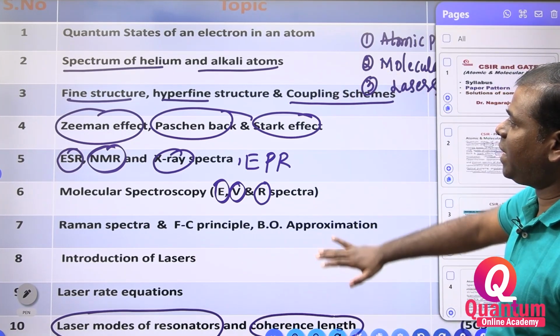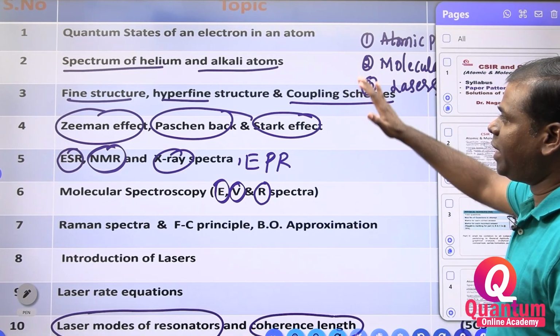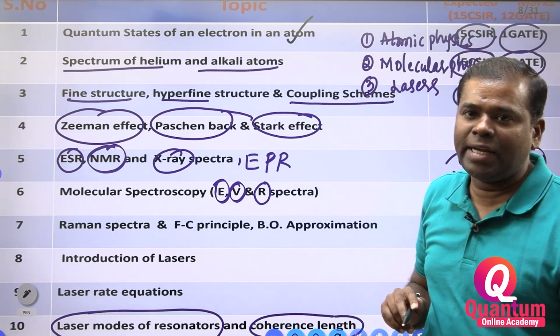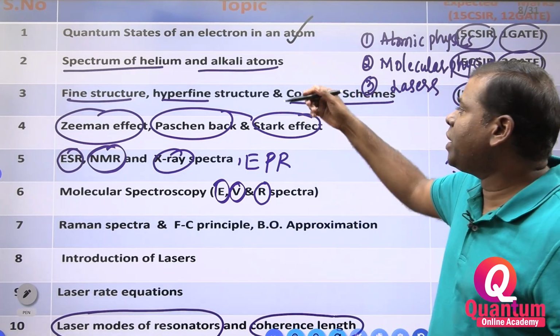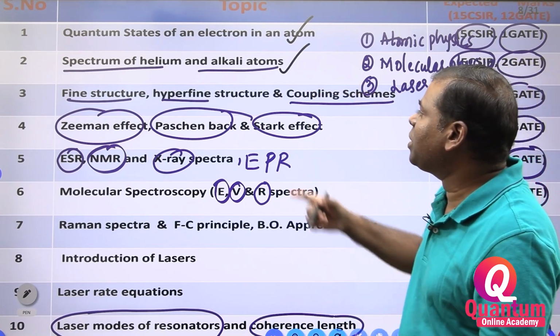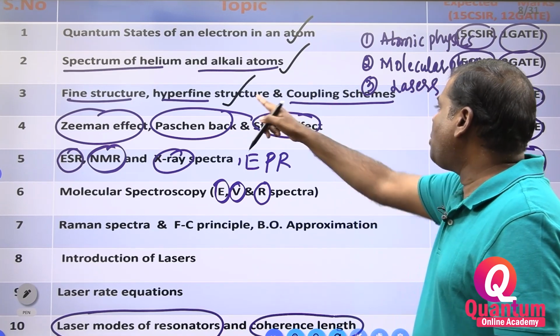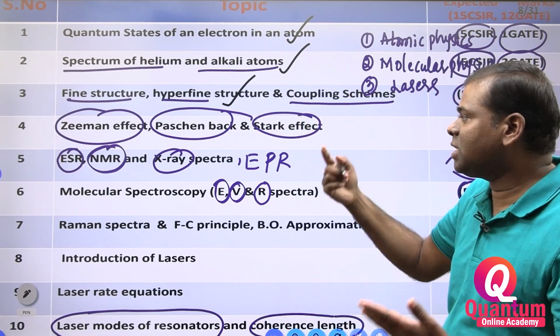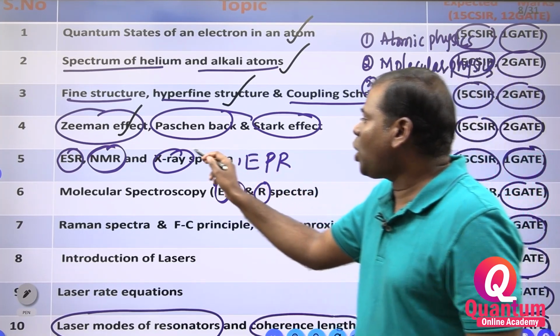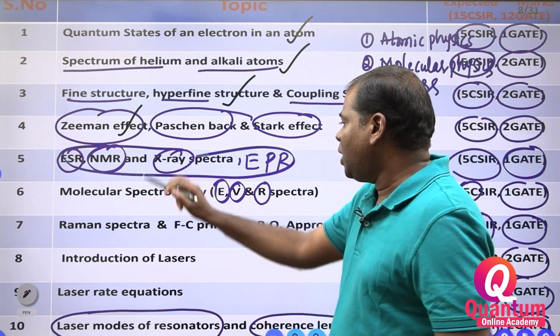From all the areas I took the questions. From this one we have to take positronium atom. Here I have to take the alkali sodium spectrum. Here I have to take the combination of hyperfine structure and the coupling schemes. From here Zeeman effect I have to take. Here all the spectra I took.